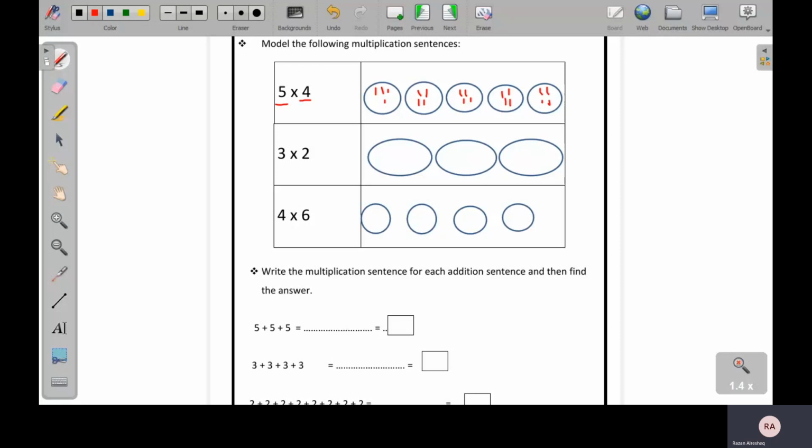Right now, I just finished modeling. I have 4 objects inside my 5 groups. They have to be equally shared. And this gives me 20 if I count them all together.